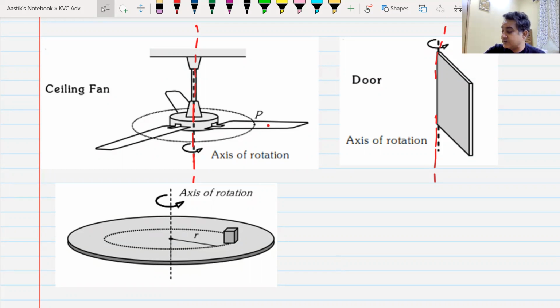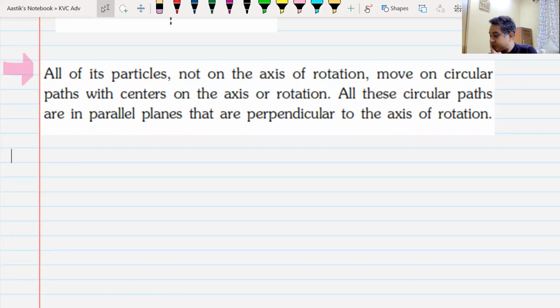So the first point that you must remember about fixed axis rotation is all the particles are moving in circles. But remember, those particles must not be on the axis of rotation, because if a particle is on the axis of rotation, it is not moving at all. Do we understand this? On the axis of rotation, no one moves. They move on circular paths. Their centers are on the axis of rotation. All these circular paths are in parallel planes which are perpendicular to the axis of rotation.